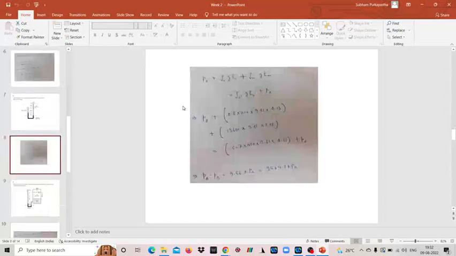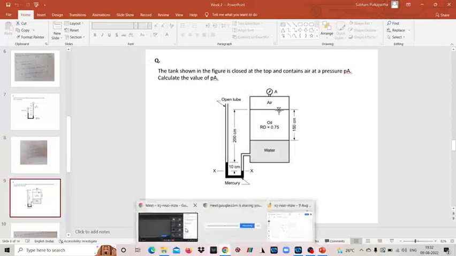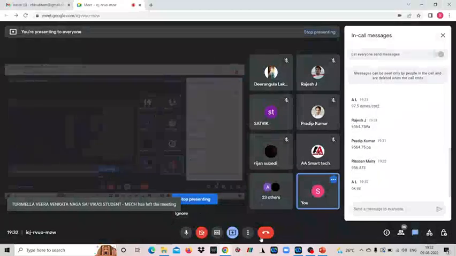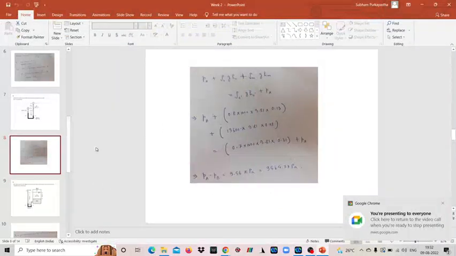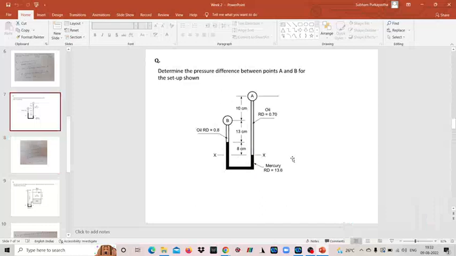If you write the pressure equation above this line, that is XX, which represents the top level of the mercury on the right limb, on the right limb.